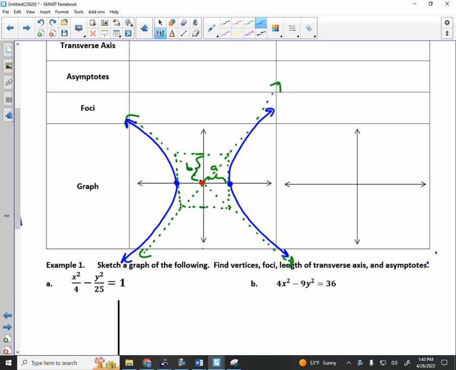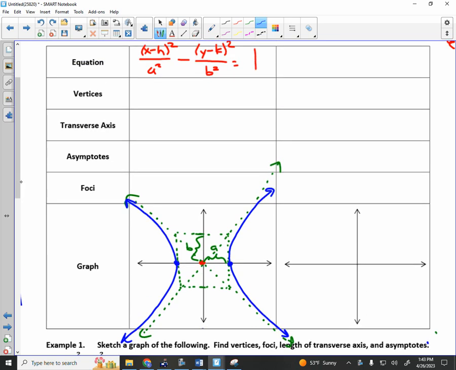From that, we can generate a few different characteristics. Number one, the vertices. The vertices, I move a units from the center. Is that going to change the h value or the k value of the center? h. So the vertices will be located at (h plus or minus a, k). Next, the length of the transverse axis. The transverse axis is the distance between the two vertices. What's the distance between the two vertices? Twice the a value.